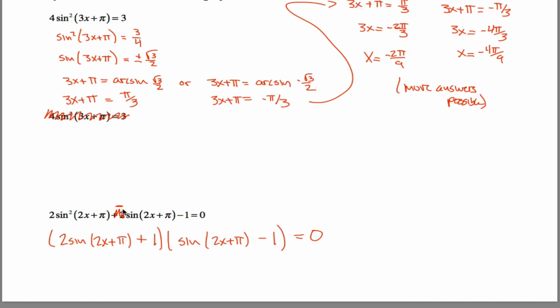This right here, this problem that I meant to start with, factors to this. And once it factors to this, you can set this equal to 0 or this equal to 0 because I got something times something equals 0. And then I'll be able to solve those.